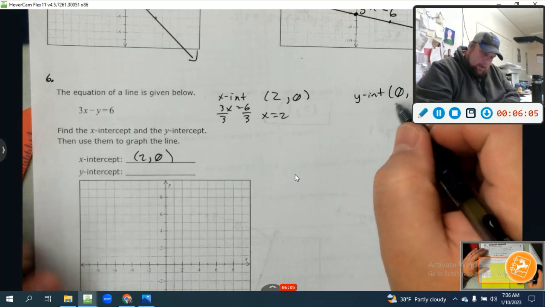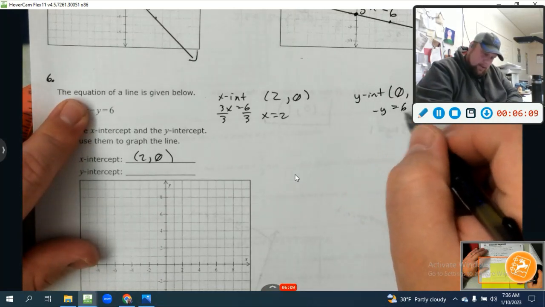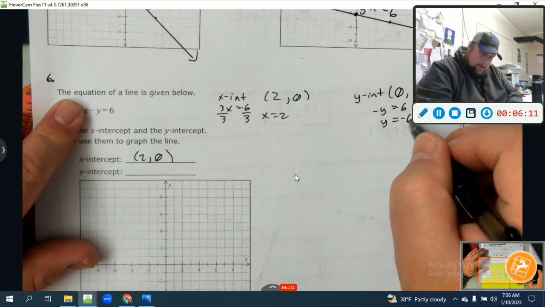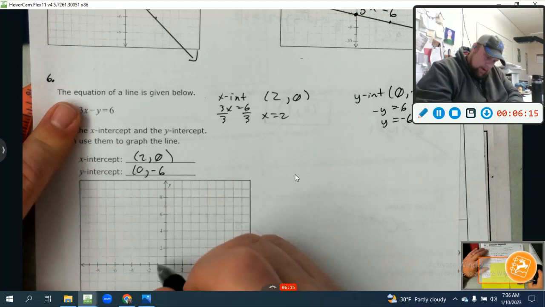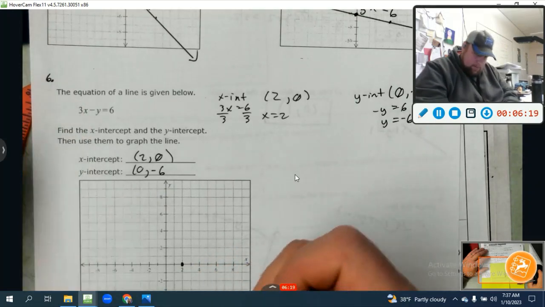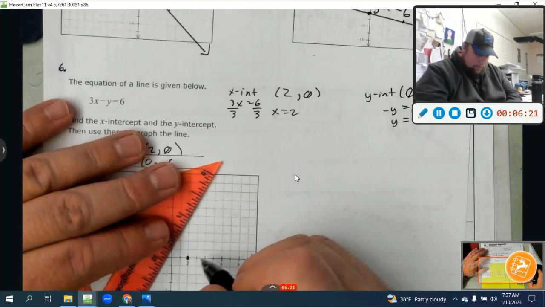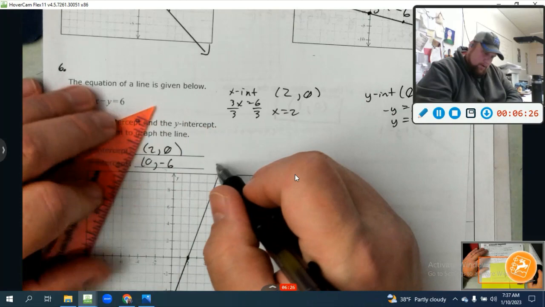And over here, I'm going to plug in 0 for x, which just disappears that. I'm going to have negative y equals 6. Therefore, positive y equals negative 6. So (0, negative 6). So I can go (2, 0) and (0, negative 6). Boom. That's how you use the intercepts to graph the line.